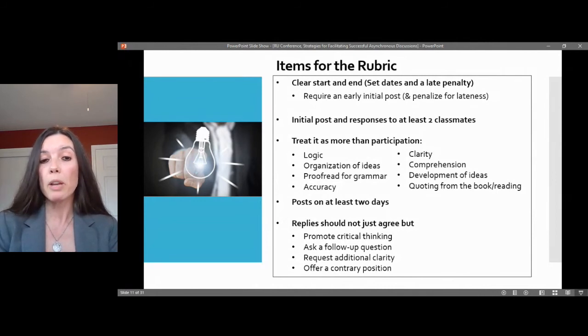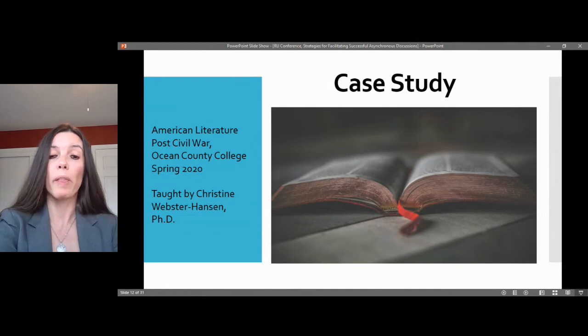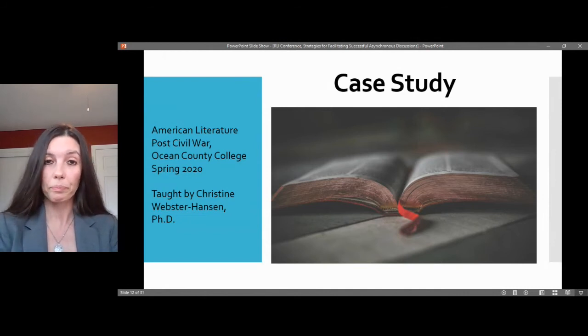It's important that rubrics measure the students' ability to interact with each other in meaningful ways, that they're being asked to prompt each other with questions, that they're requesting clarity from each other, they're offering new perspectives, and essentially engaging in that rich dialogue. So now I'll share with you the results of my case study in an American literature class that I taught last spring, in which my instructional efforts resulted in successful learning, activity, and interaction in the discussion boards. All forthcoming examples of interaction with and between students actually occurred.